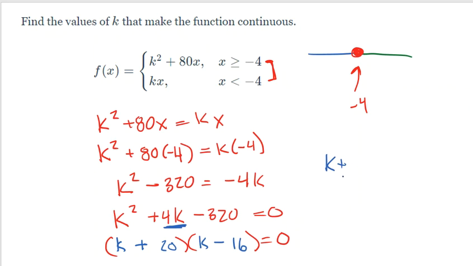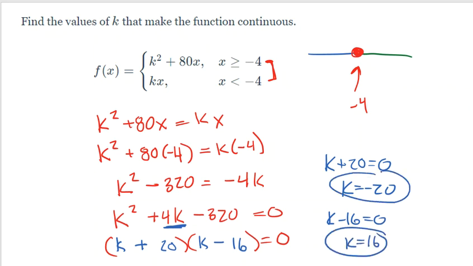Now remember, if you were like, there's no way I could factor that on my own, use the quadratic formula. Completing the square would actually be pretty easy on this one. And you'll still get the same two answers as I'm about to get. So using the zero product property, k could be -20, or k could be positive 16. So there are the two possible values for k.